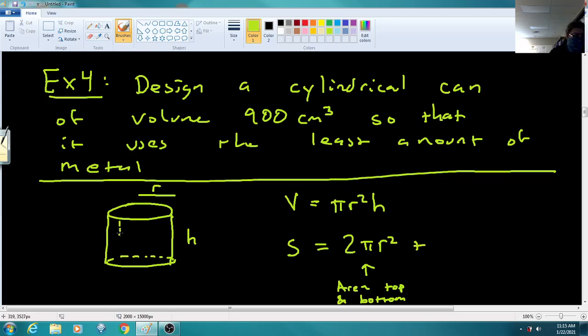If I imagine putting a cut in the side and viewing the side as a label, when you unwrap the label, that'll create a rectangle whose height is h, and the length of the rectangle will be the circumference of this circle here. So circumference of the circle is 2 pi r. So that would be plus 2 pi r times h. This will be the area of the side.